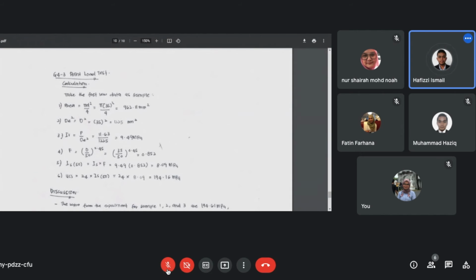And then we calculate F, which is D divided by 50 to the power of 0.45, so we get about 0.852. Then we calculate IS50, the formula is IS times F, so we get about 8.09 MPa. And the last one, we get the UCS by multiplying IS50 by 24. Then we need to do it for the other two samples. So that's all. Thank you.